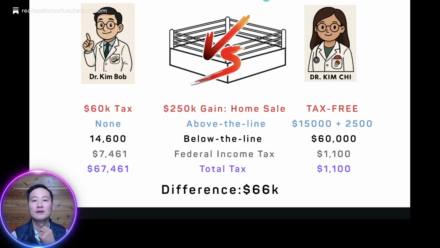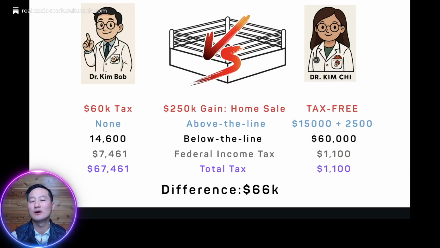It's a lot. In the right corner, we have Dr. Kimchi. She made $250,000 of gain from the sale of her house, but that gain was tax-free because she knew the rule and planned ahead. With a smart strategy, she also created $17,500 in above the line deduction, and thanks to her mortgage interest, she was able to itemize $60,000 in below the line deduction. As a result, her final income tax bill was just over $1,000.